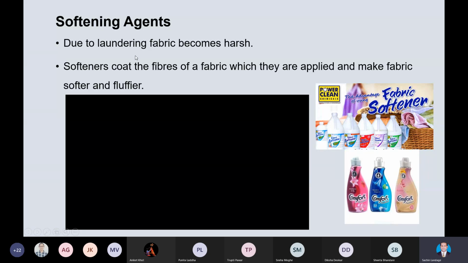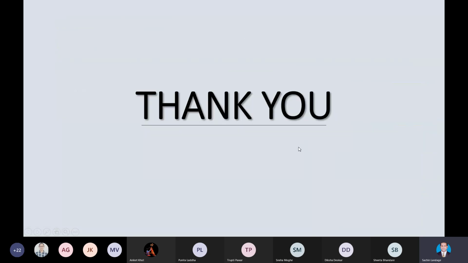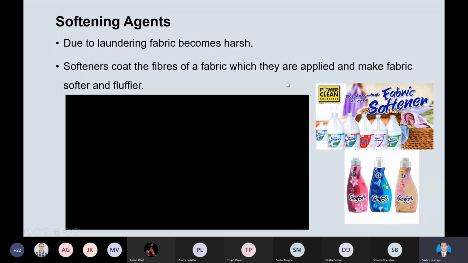Now see, whenever you are carrying out the washing of the garment, sometimes after the washing, our garments become harsh in nature. That's why we are carrying out the softening of the garment. So softener coats the fibers of the fabric to which it is applied and makes the fabric softer and fluffier. What type of agents we can use for the softening purpose, that part I will show you after this video.